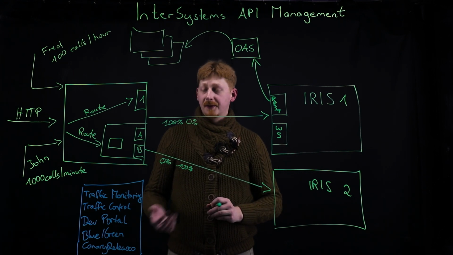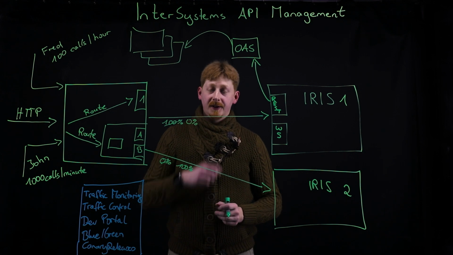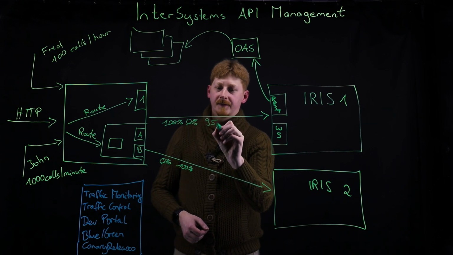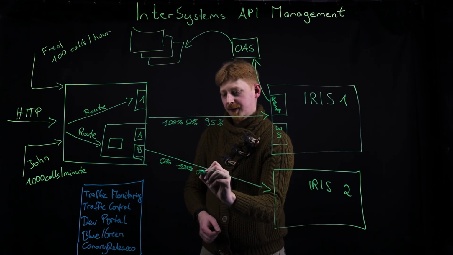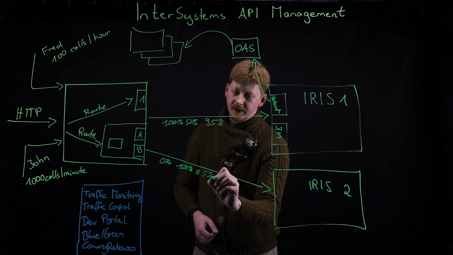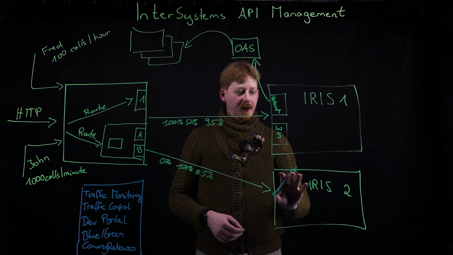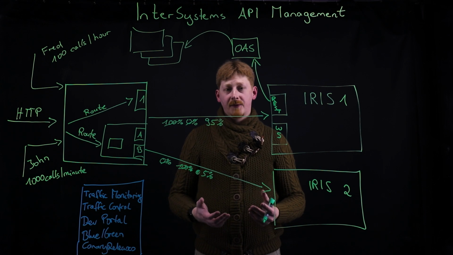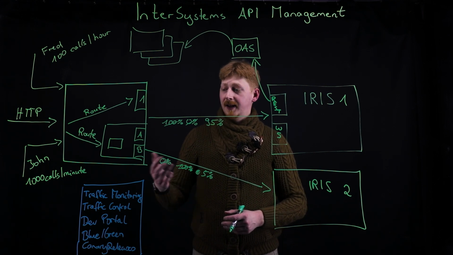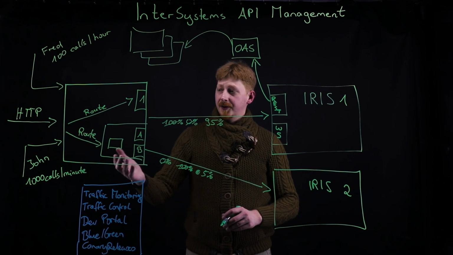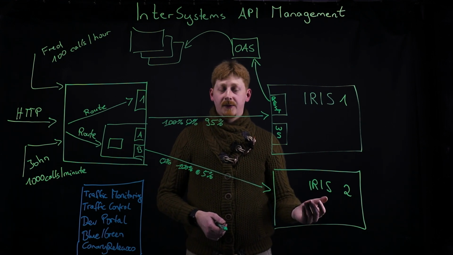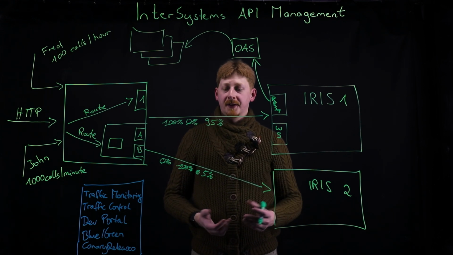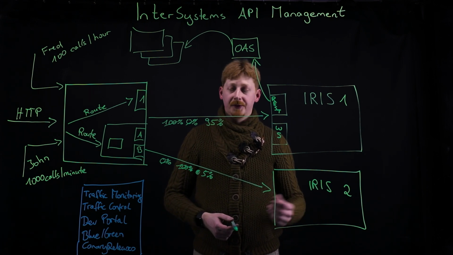Canary releases is basically very similar. The only thing is you don't do a hard switch, but instead you slowly fail over to Iris 2 and route only like 5% or so to your second instance. This way you can monitor if everything behaves as you expect. Latency is fine on your management box. The back end, you want to check that your CPU is fine, that your database growth is as expected. And as soon as you're comfortable with it, you do the full switch and fail over to Iris 2.